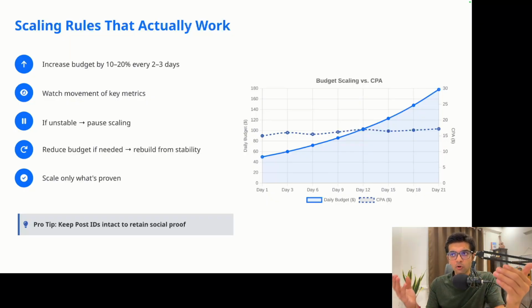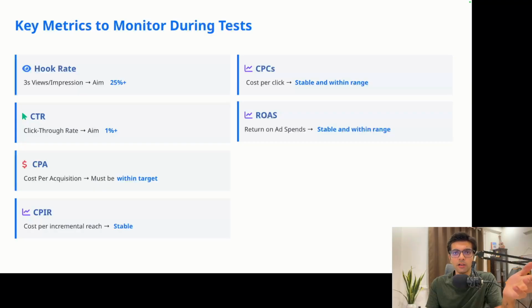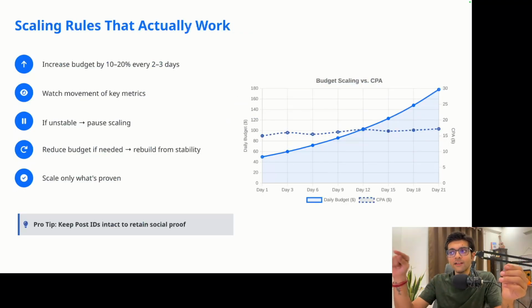This is just more practical advice that I'm giving, but if you have to keep it very stable, then don't go beyond 20% every 3 to 4 days, right? Watch the movement of key metrics. These are the key metrics that we discussed. Take a look at the trend, right?